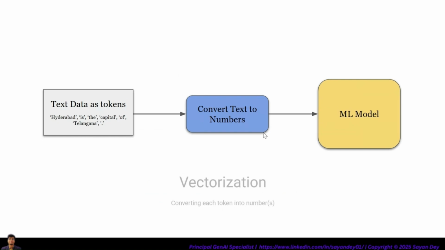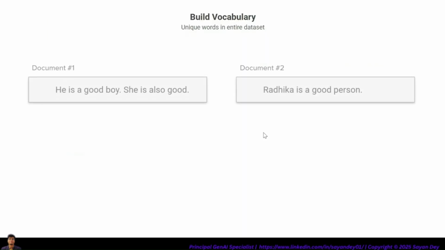Now let's understand how we are actually doing the vectorization. One of the very first things here is to build what we call a vocabulary. What is a vocabulary? A vocabulary refers to the unique words in the entire data set. So you have, let's say, a lot of text with you, and you go through all the tokens across all the sentences, and you find out the list of unique words.